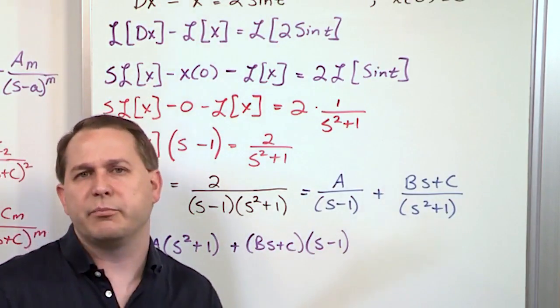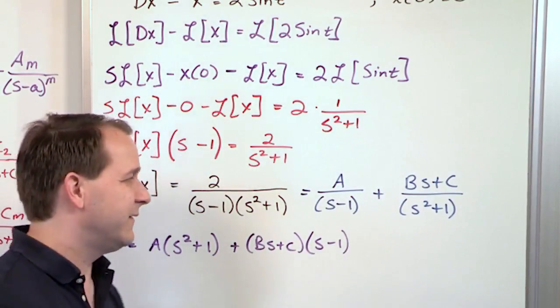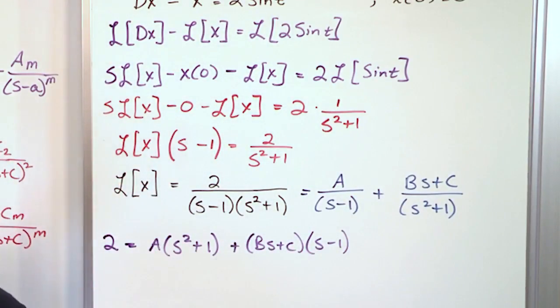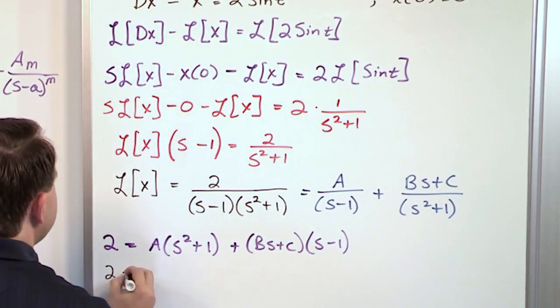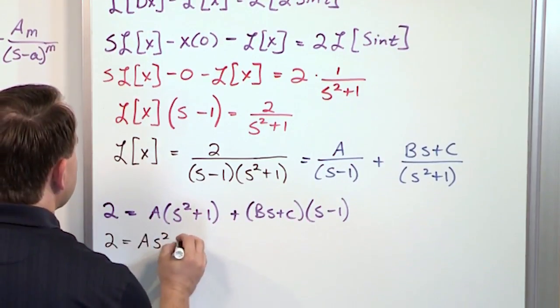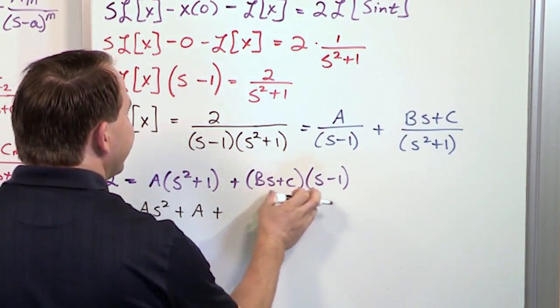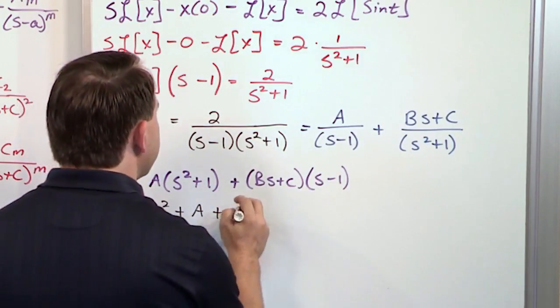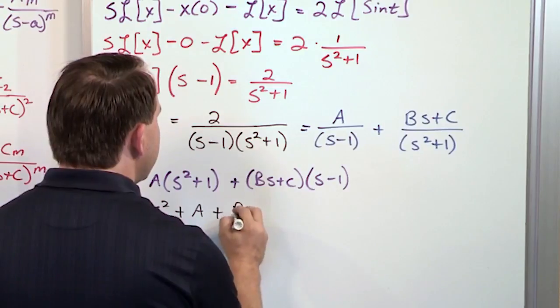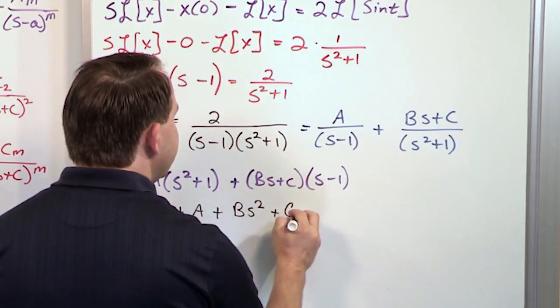Up until this point, it's been pretty simple. But now we have to bust out the algebra and see what a, b, and c are equal to. So what we'll do is we'll say 2 is equal to a times s squared plus a, just distributing this in. And then here we have to do FOIL because we have two binomials. So for the first terms, we'll have bs squared. For the inside terms, we'll have cs.